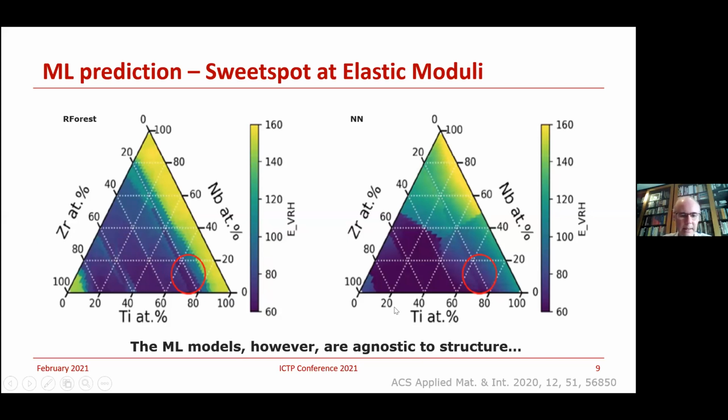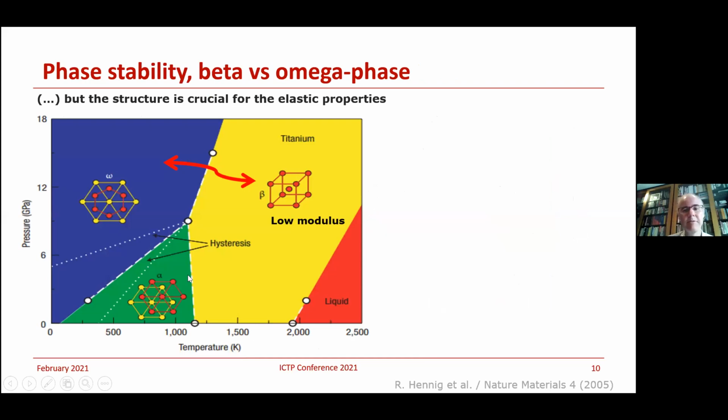So for this sweet spot in composition, you then look, based on first principle calculations, at the phase diagram. And here I show to you the phase diagram of titanium with pressure and temperature, because you have to look for whether the structure that you are looking for is really the one that can be stable for a given situation. In this particular case, since titanium is the largest amount in the alloy, you are looking for the beta phase, that is the low modulus one, that is the BCC phase. In particular here, you have to avoid two points.